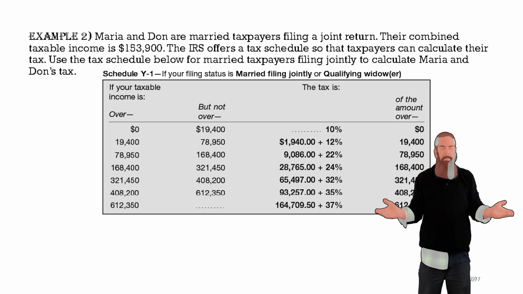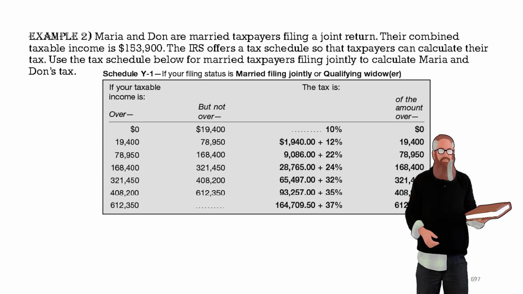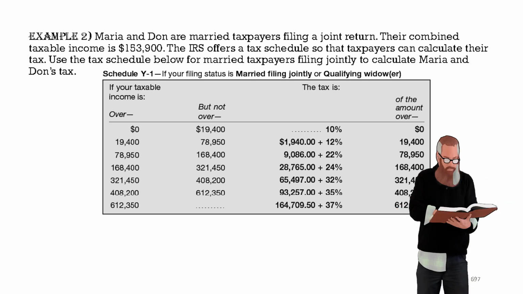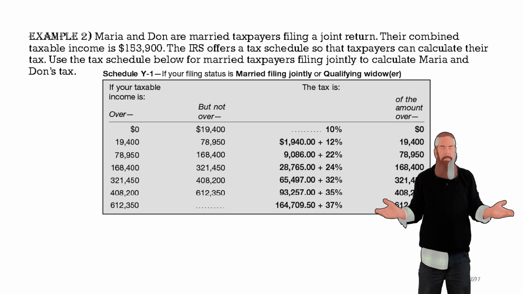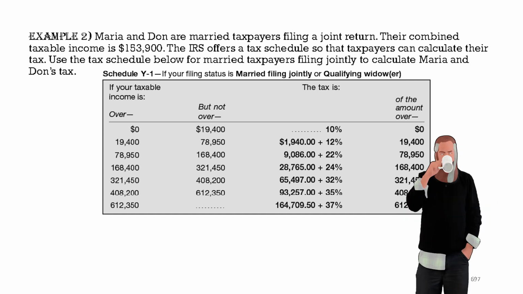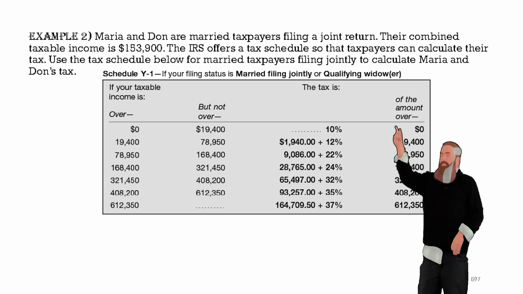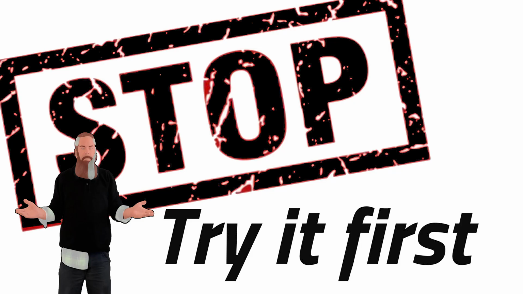Now, let's express tax schedules algebraically. Maria and Don are married taxpayers filing a joint return. Their combined taxable income is $153,900. The IRS offers a tax schedule so that the taxpayers can calculate their tax. Use the tax schedule below for married taxpayers filing jointly to calculate Maria and Don's tax.